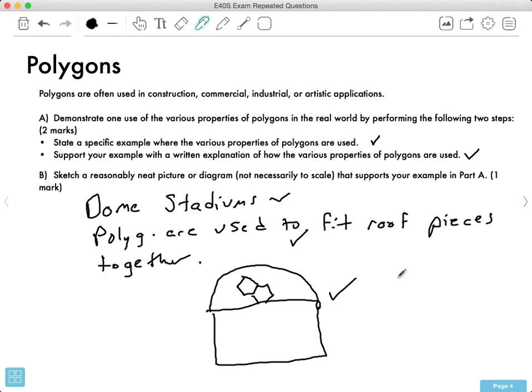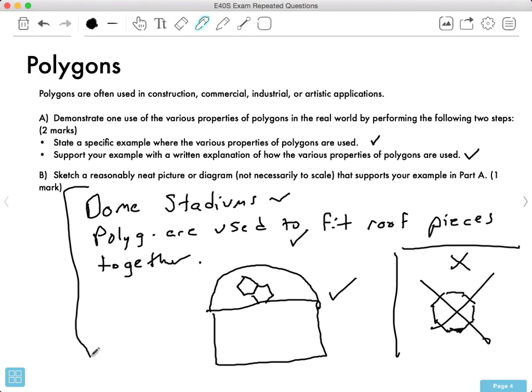A quick note, I'll put this over here, I'll put a big X by it. Do not use a stop sign as your example. Even though that is a use of a polygon in the real world, it's not a use of the properties of polygons according to the Department of Education. So do not use a stop sign. You will not get the marks if you use a stop sign. So use the example I gave you here and you'll be safe.